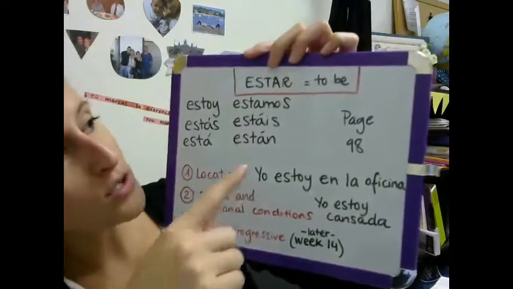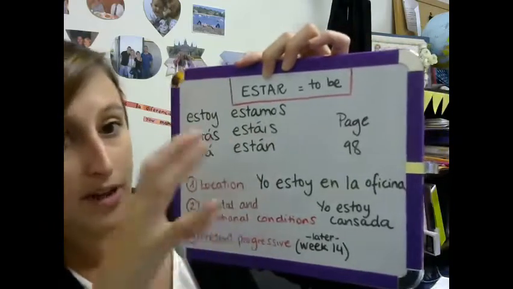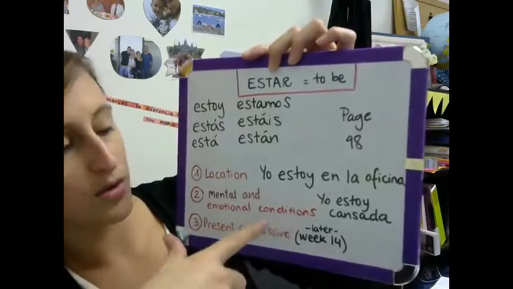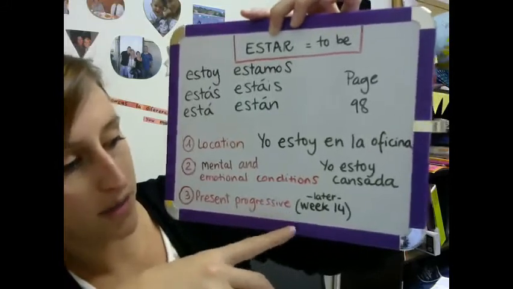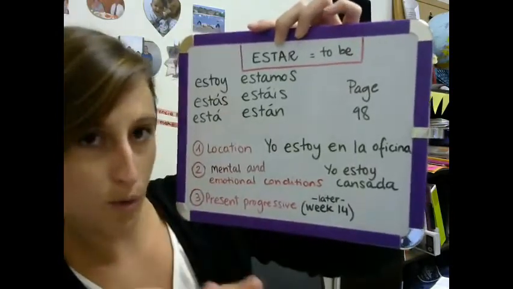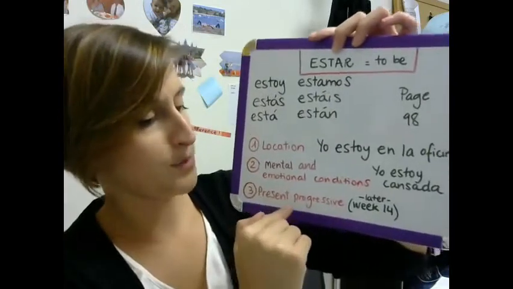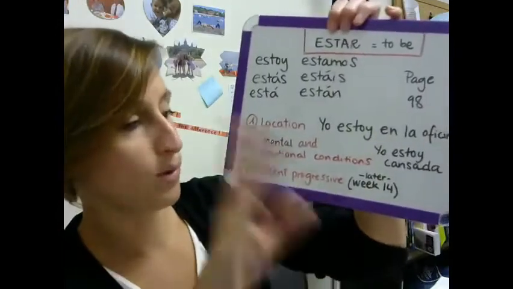There are three main uses that you will learn. Location, where something or someone is located. Mental and emotional conditions, how you feel. And then the present progressive, but we are not going to cover this right now. It will be on week 14, so don't worry about that. It works with things you're doing right now, like I'm writing, I'm reading. That's present progressive, but we'll cover that later.